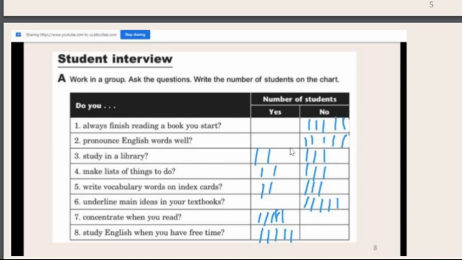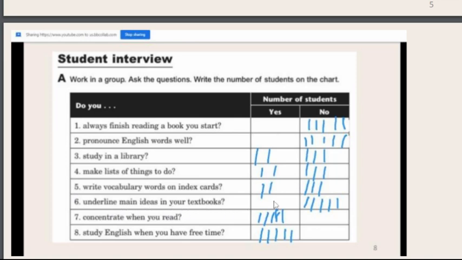Number 3, do you study in a library? 2 said yes, 3 said no. Number 4, do you make lists of things to do? 2 students said yes. 3 students said no. Number 5, do you write vocabulary words on index cards? 2 students said yes. 3 students said no.